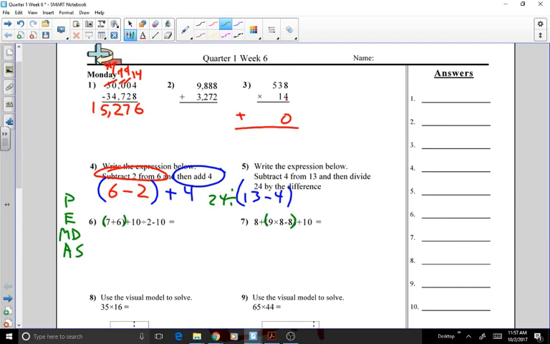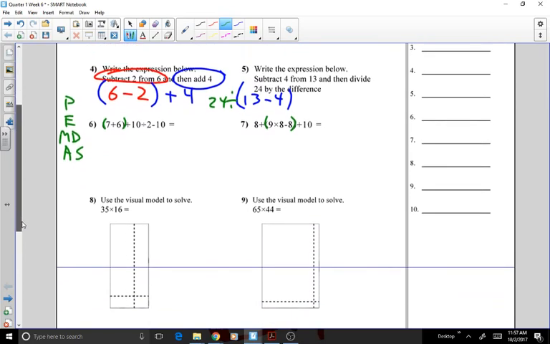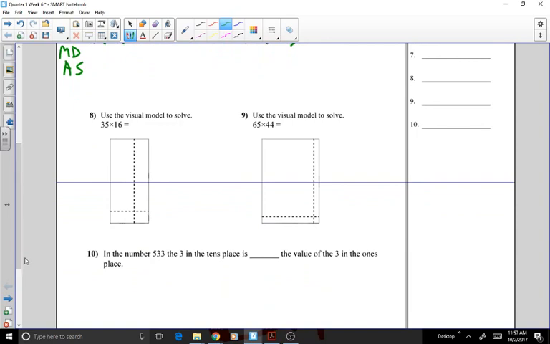Okay. Number 8. Use the visual model to solve. It's going to look like this. 30 plus 5 times 10 plus 6. And then you're going to add your 4 quadrants together. Same here. 60 plus 5, 40 plus 4.